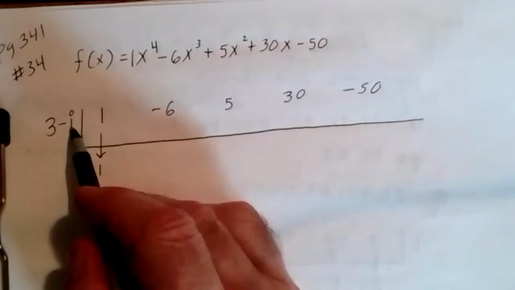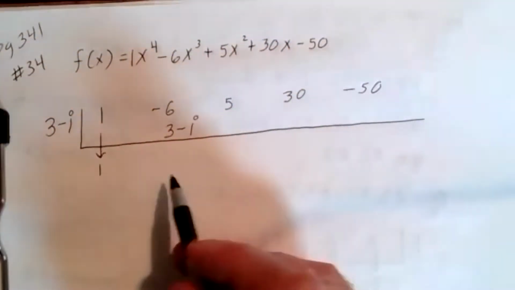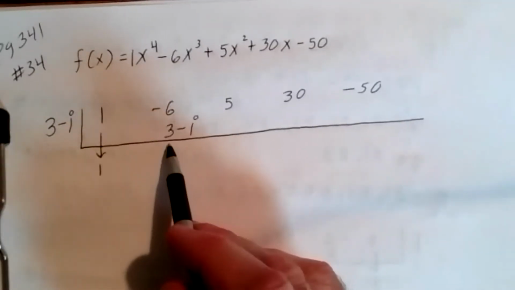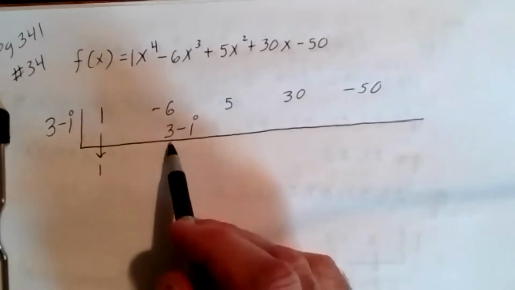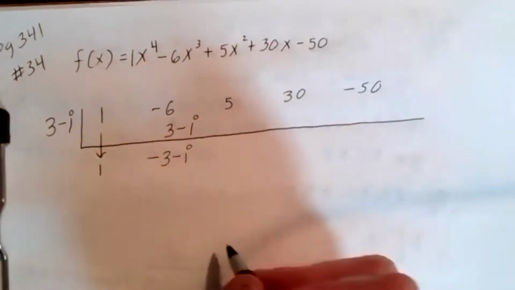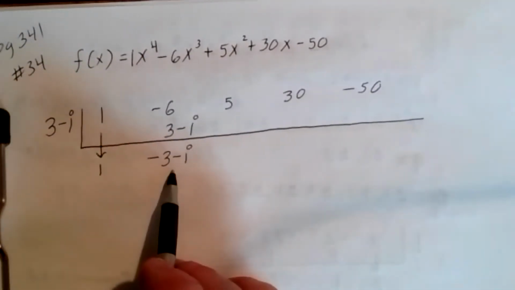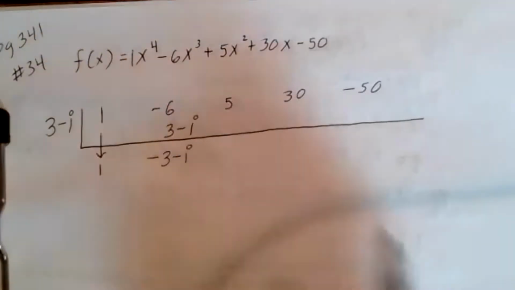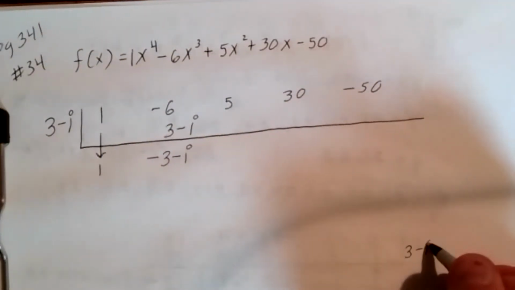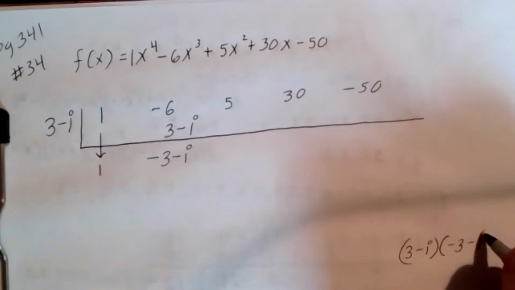All right, so what's 3 minus i times 1? That's going to be 3 minus i. And now we have to add these together. What's -6 plus 3? -3 minus i. Now we have to take 3 minus i and multiply it by -3 minus i. To do this, you might want to do it off to the side of your paper. Take the 3 minus i and multiply it by the -3 minus i.